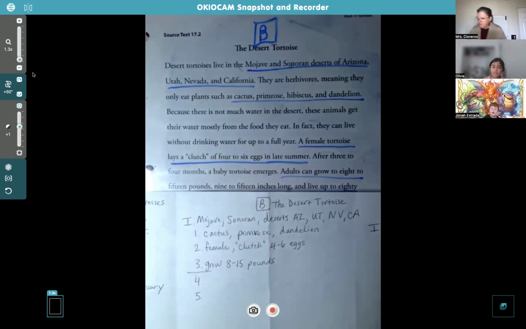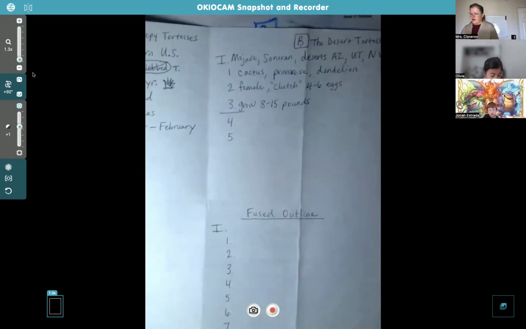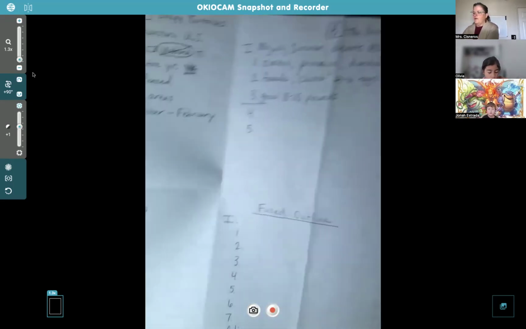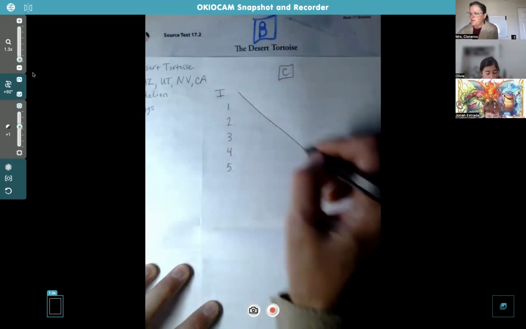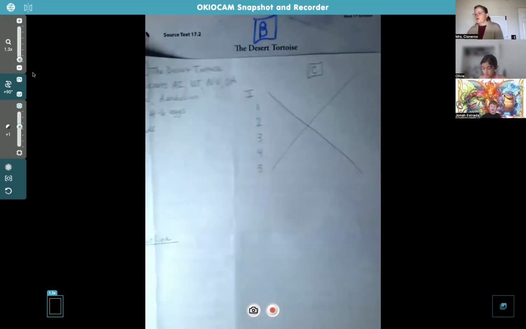Okay. So fused, like we said earlier, is going to be when we mix these two together. By the way, we're going to cross out C. Just put a big X over C because we don't need it. We only needed A and B. That was it. Bye bye.